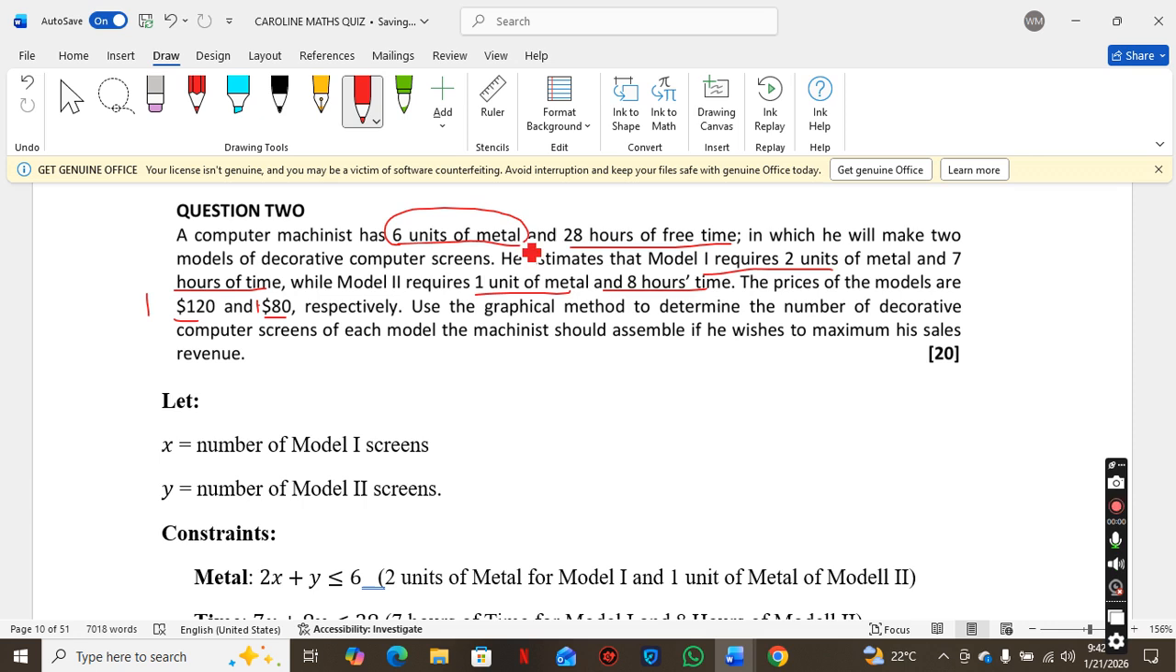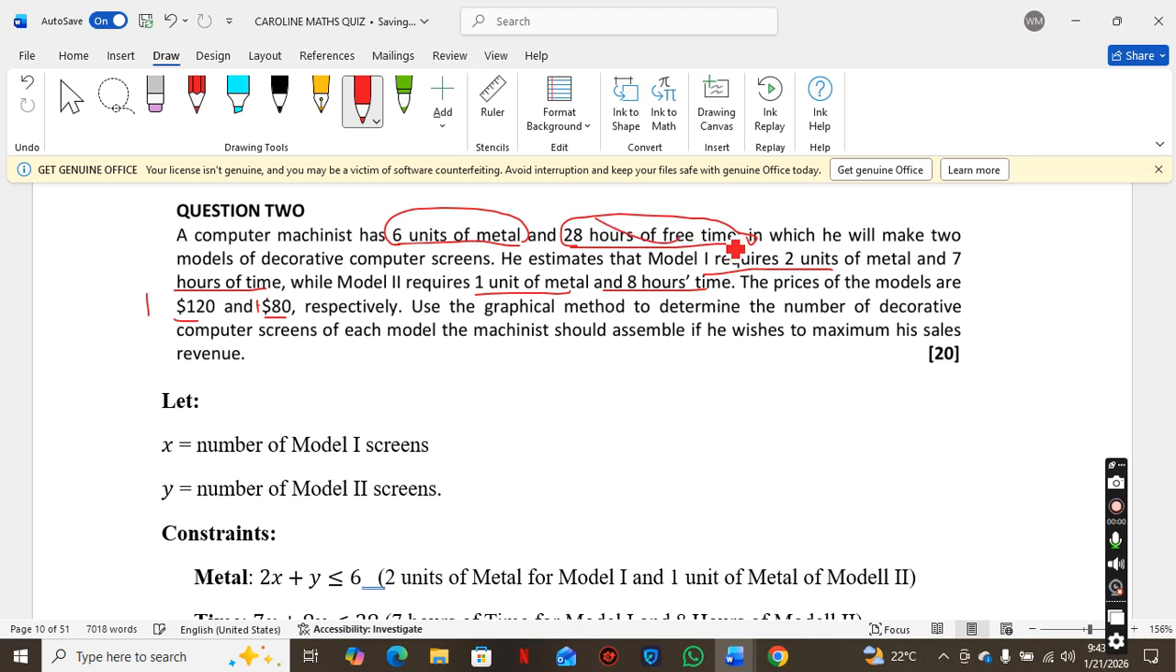We've only got 6 units of metal, and we've got 28 hours of time. So how are we going to efficiently utilize these 6 units and these 28 hours so that we maximize our sales revenue? That's what we're asking. How do we maximize our sales revenue with our constraints of 6 units of metal and 28 hours of free time? Basically, we're just trying to decide how many units of model 1 and model 2 we need to make with these constraints.